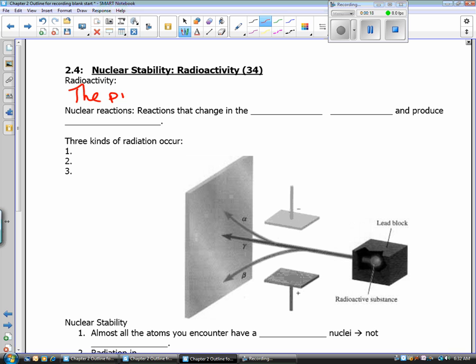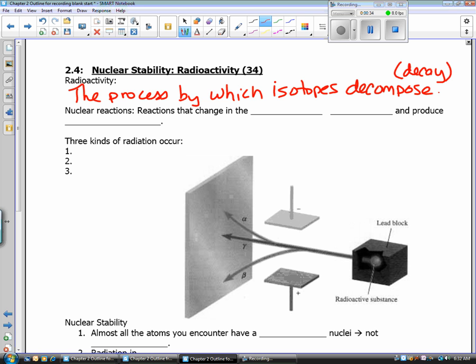The process by which isotopes decompose or decay. Decay is another word for decomposing.